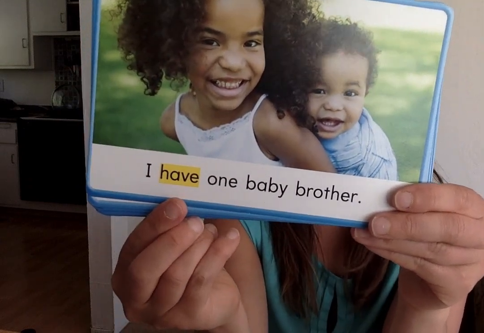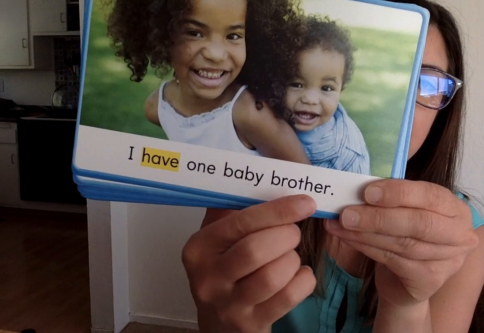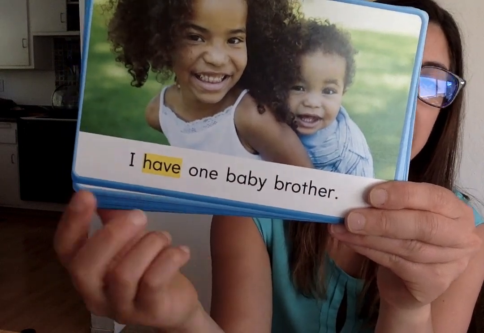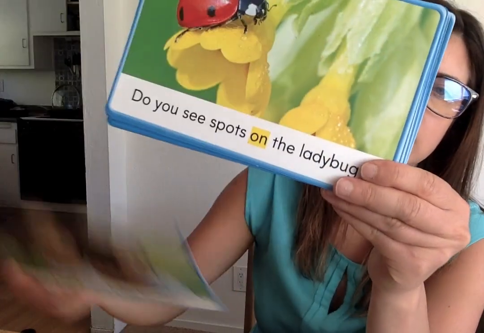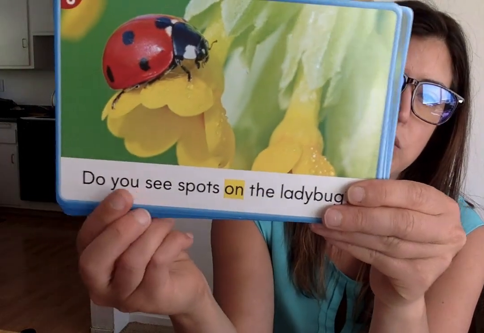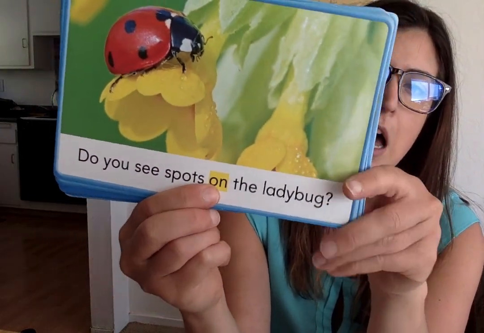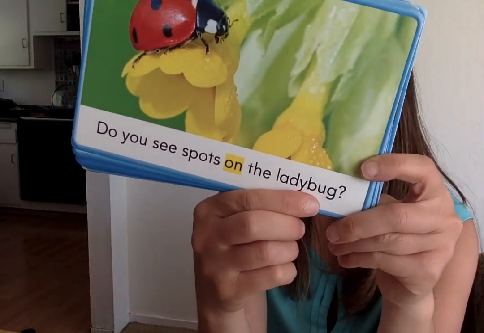Two more. I have one baby brother. Have is H-A-V-E. It's a sneaky E. And the last one, do you see spots on the ladybug? On is O-N. It's the exact opposite of no, right?